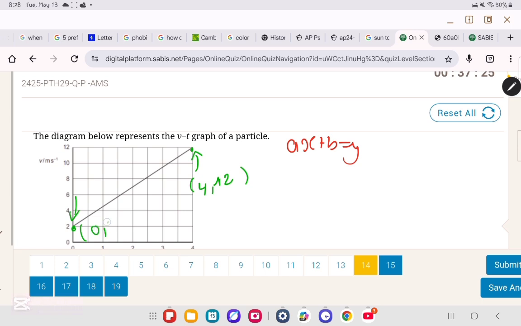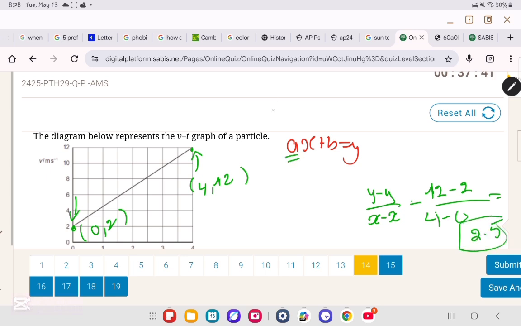It is 0, 2. So we'll be finding the slope by doing y minus y over x minus x. So 12 minus 2 over 4 minus 0. Put it on your calculator, you will get an answer of 2.5. So now you have the slope a, which is 2.5. So 2.5x plus b is equal to y.